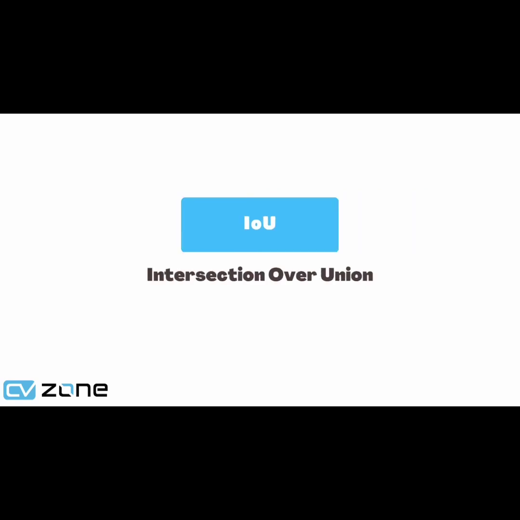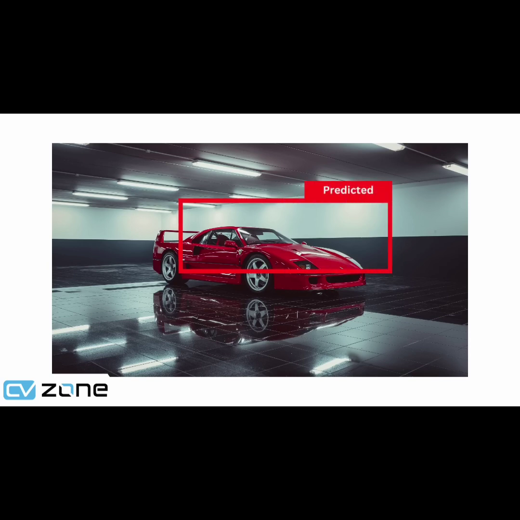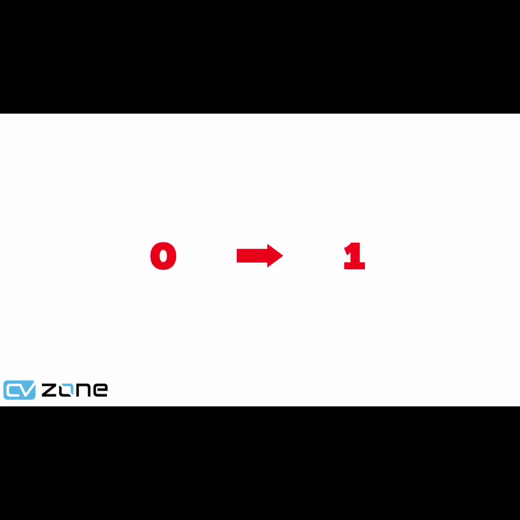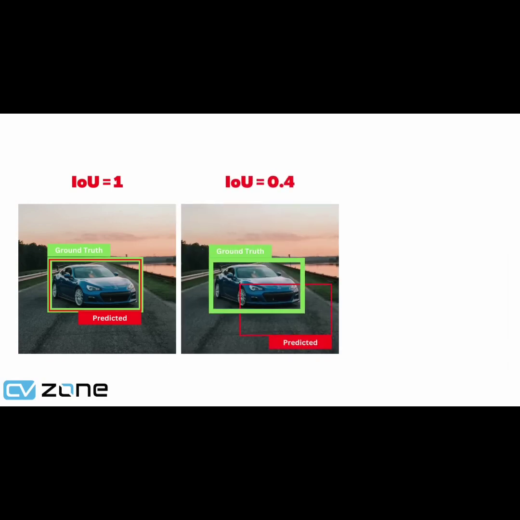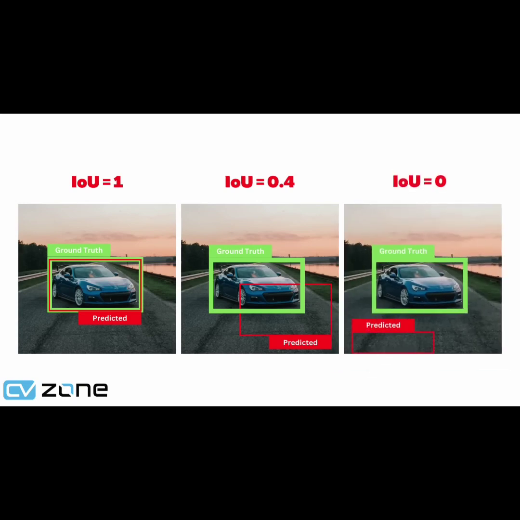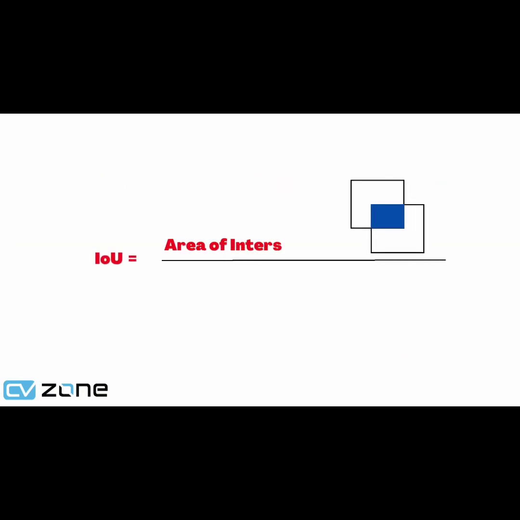IOU stands for intersection over union. It tells us how close the predicted bounding box is to the ground truth. It's a value between 0 and 1. If the boxes overlap perfectly, then it's a perfect detection with an IOU of 1. If the boxes have some overlap, then the values are between 0 and 1, depending on how much the overlap is. If there is no overlap, then the IOU is 0. The value of IOU is calculated by taking the ratio between the area of the intersection and the area of the union of bounding boxes.